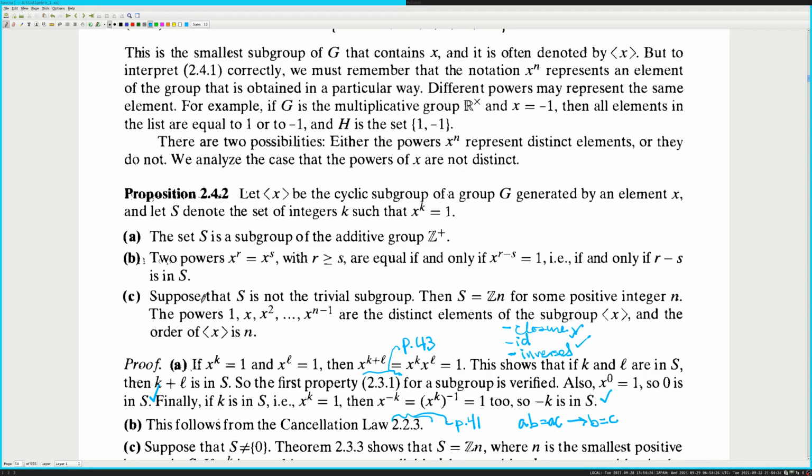So if we have x to the r, maybe I need some space. If x to the r is equal to x to the s, then we can multiply both sides by x to the minus s, and then we get x to the r minus s is equal to 1. And likewise, if we have this, we can multiply both sides by x to the s in order to get x to the r is equal to x to the s. So the implication goes in both directions. Okay, this was correct.